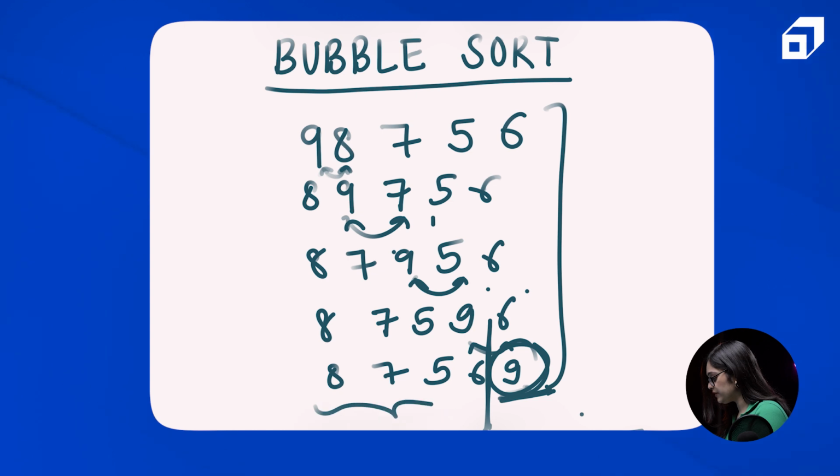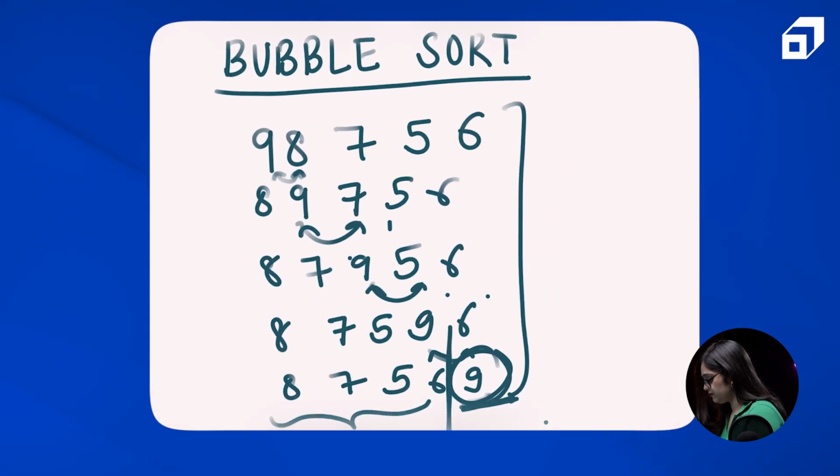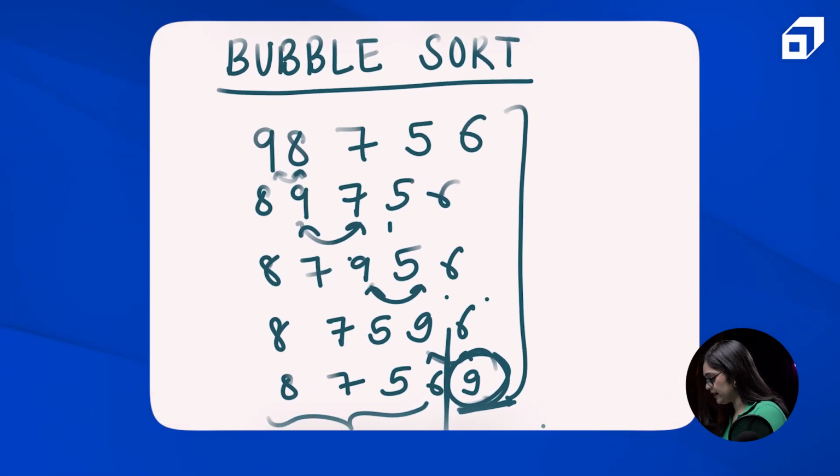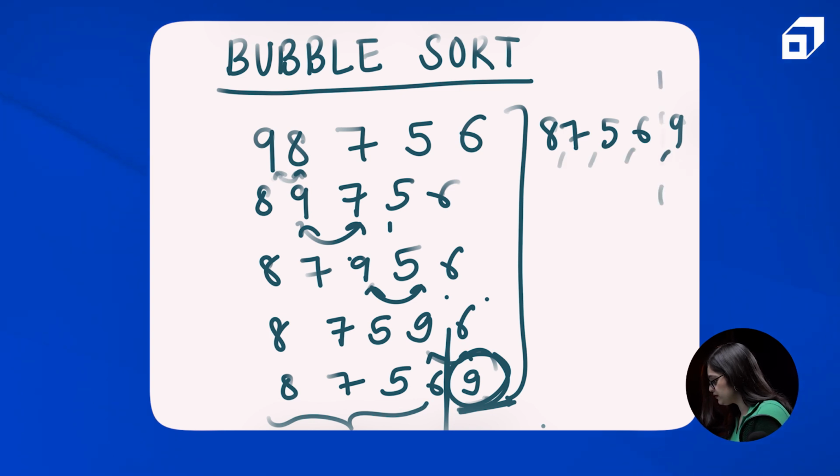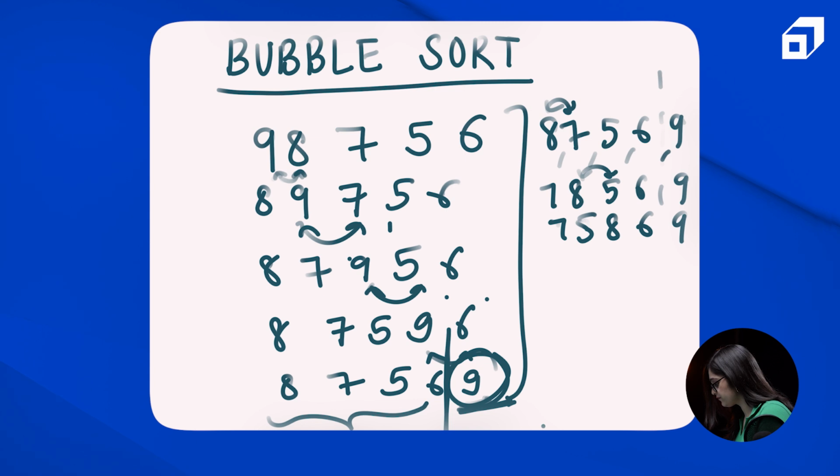Now we'll have to sort the remaining part, which is the first 4 elements. Okay, so we will start again. In a similar manner, we'll be comparing adjacent elements and swapping them when they're not in the right order. So here we have 8, 7, 5, 6 and 9. Now this part is sorted. We'll compare 8 and 7. 8 will move to the right. Now we'll compare 8 and 5. 8 will move to the right again. Now we'll compare 8 and 6. 8 will move further right.